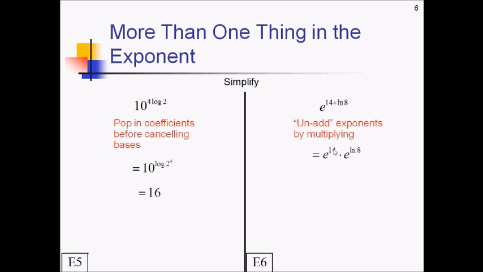Well, e to the 14th, we can't really do much with that, but e to the ln of 8, that's just going to be 8 because e and ln are canceling out. So I can simplify this to just 8 times e to the 14th.